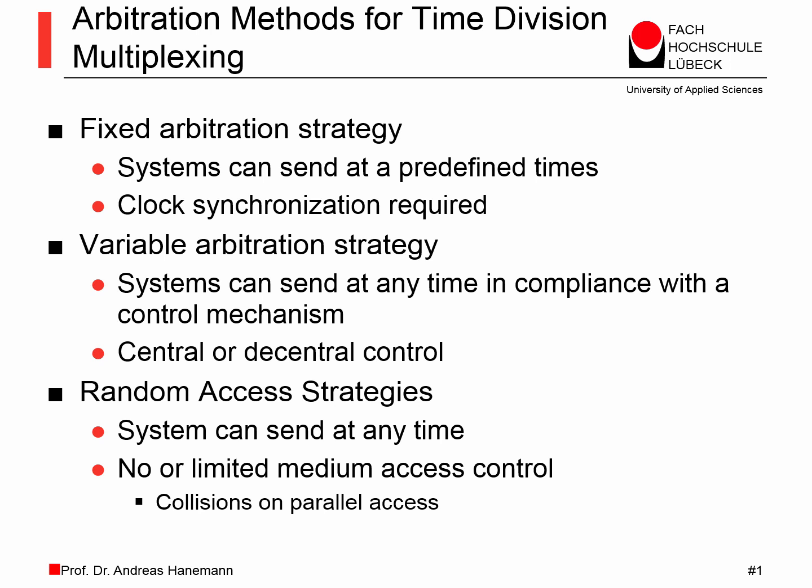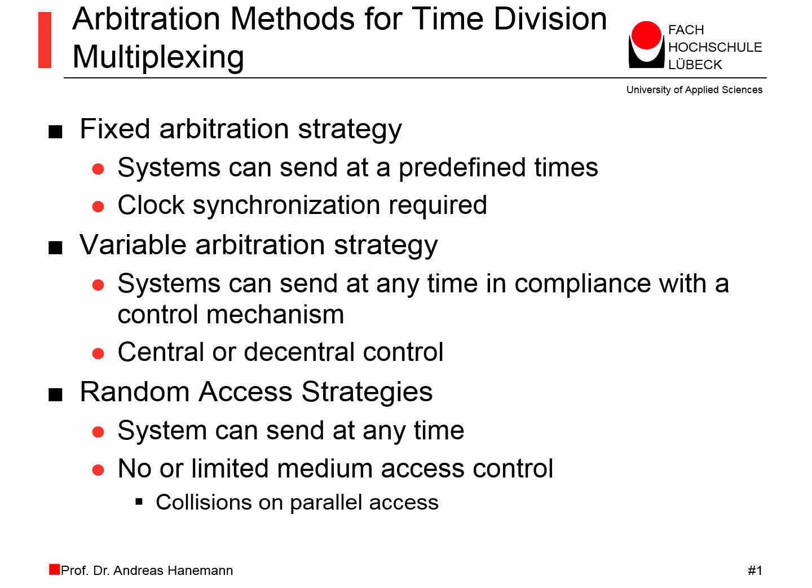However, since also the two other methods in this video provide different times to different users, they are classified as time division multiplexing here as well. In the variable arbitration strategy, systems can in principle send at any time. However, there is a control mechanism which makes sure that only one system uses the medium at a time. This can be implemented by a coordination unit or by a decentral algorithm.